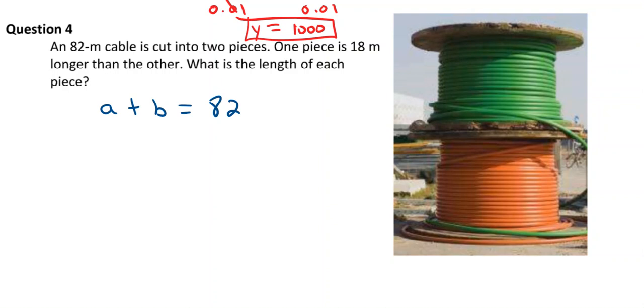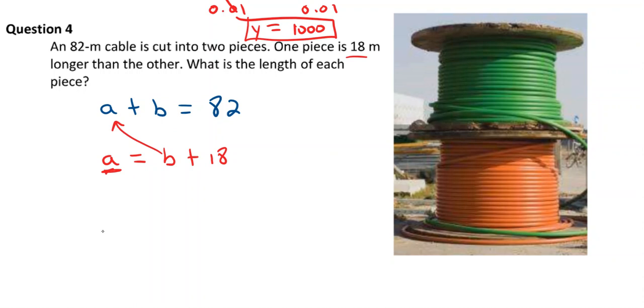And then our second equation, we have to figure out from here. It says one piece is 18 meters longer than the other. So I'll say A is equal to B plus 18. So A is 18 meters longer than B, because it's B and then another 18. This one should be pretty straightforward. We don't even really have to rearrange anything because it's already set up. Let's just throw that into that one.